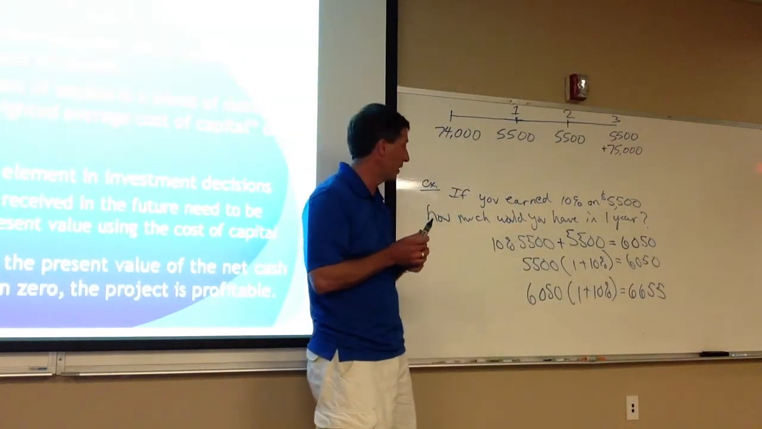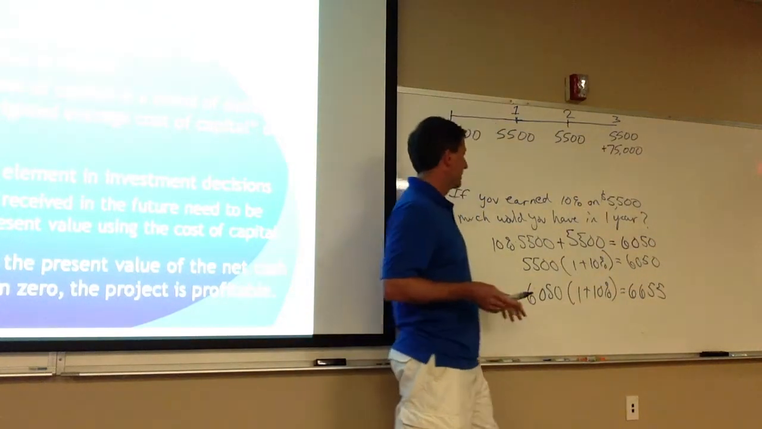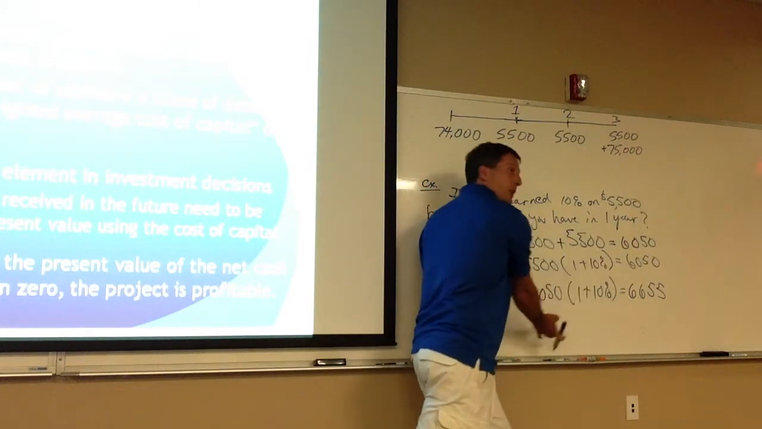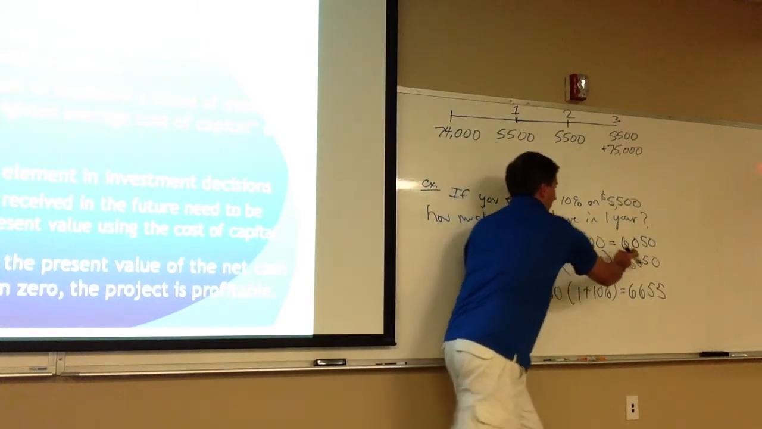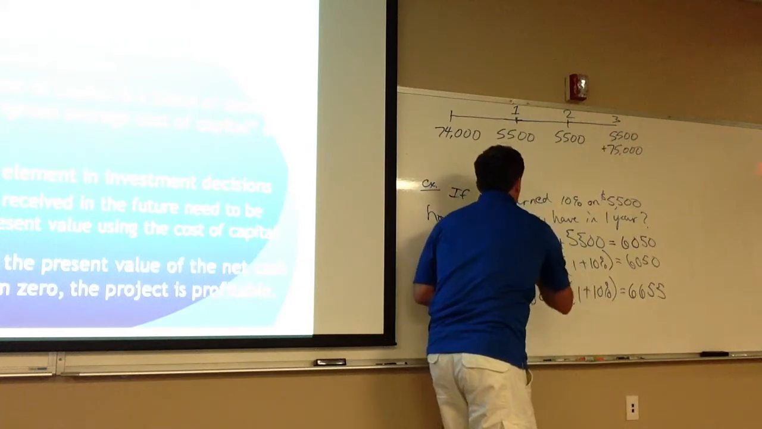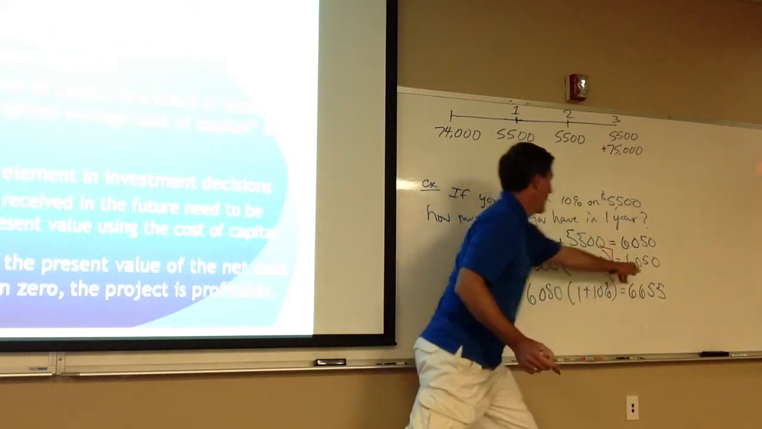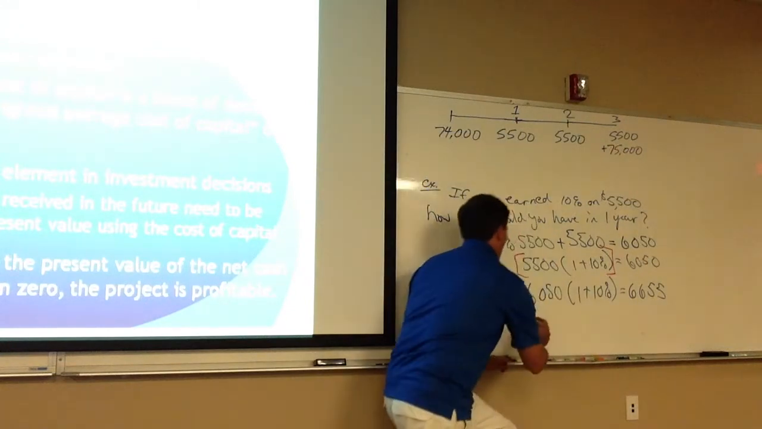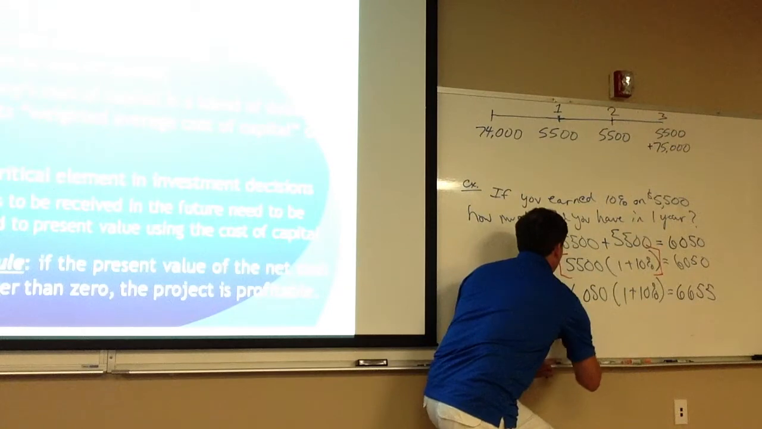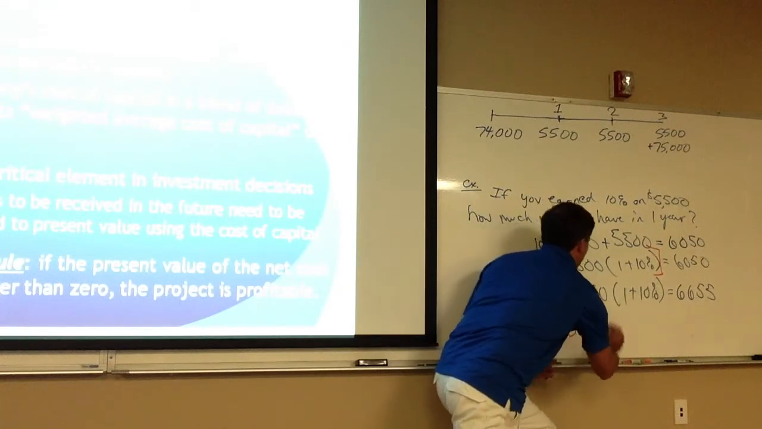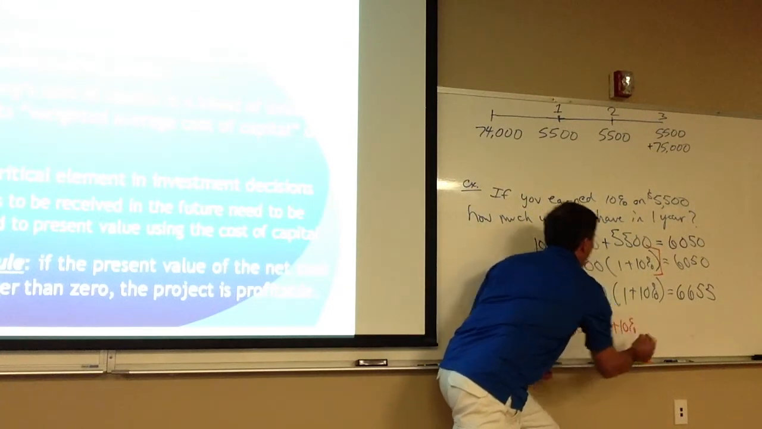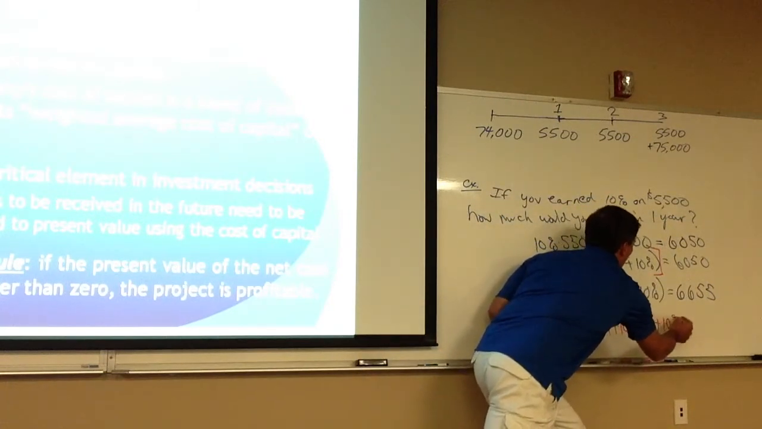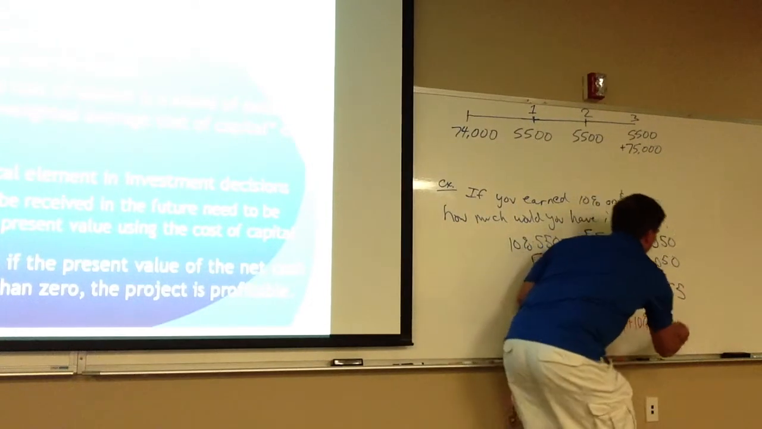So what I want to do is do a little bit of substitution with you. Do you see something going on? I got two equations. This chunk here, this chunk is actually this. So if I go put this chunk in here, I've got 5,500 times 1 plus 10% times 1 plus 10%, equals 6,655.